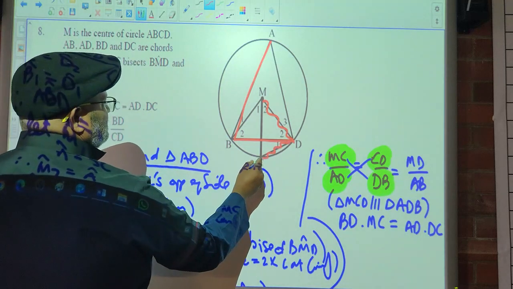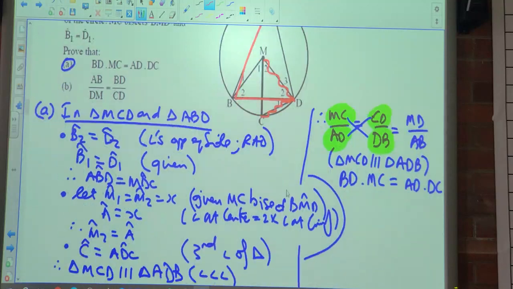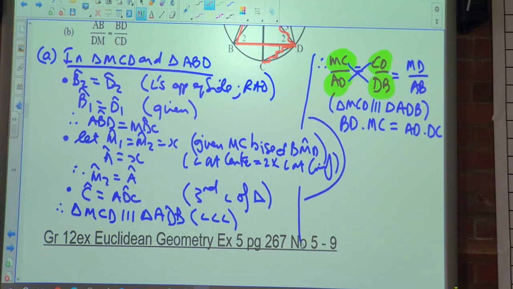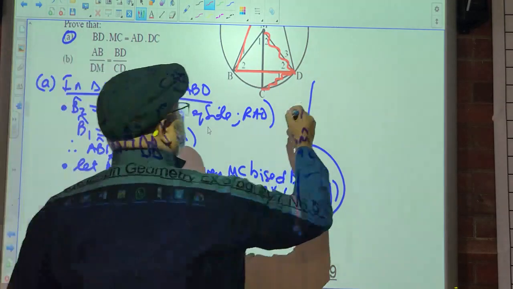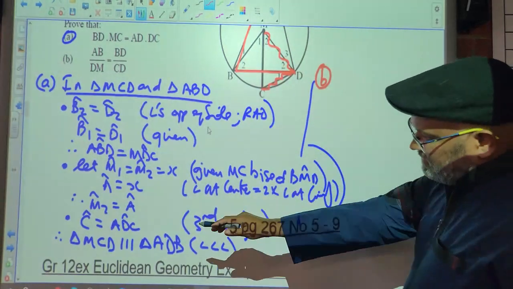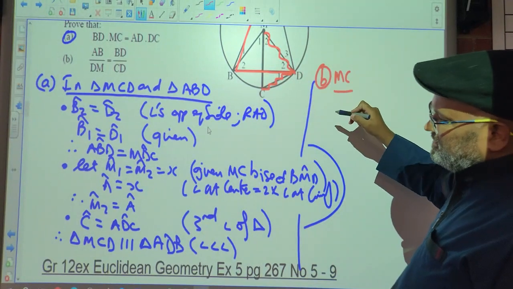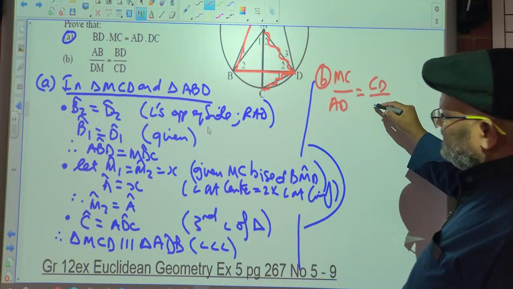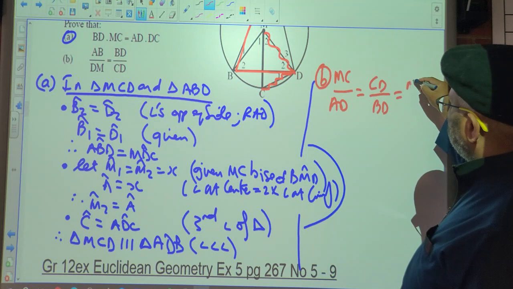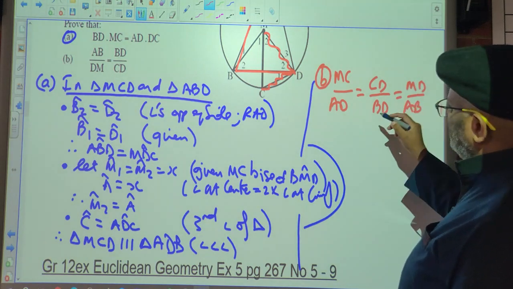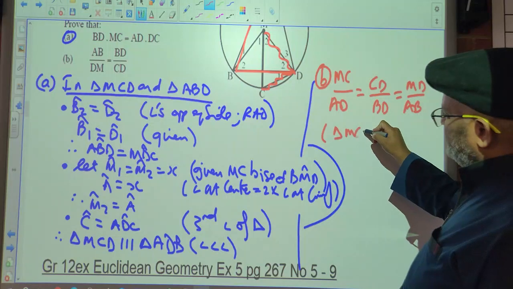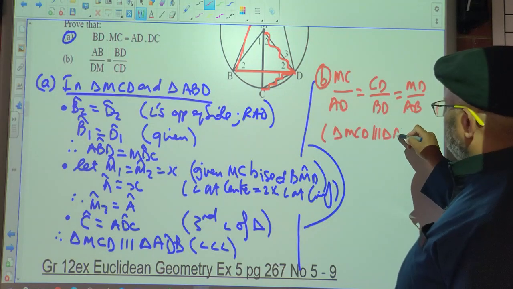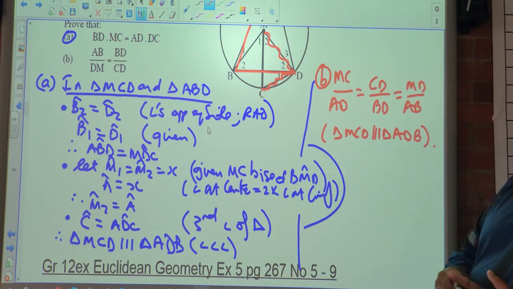Didn't we just work with this now? Yes. Okay. Exactly what we worked with. So, I'm going to take this off here. This is now for B, no? We know that. Same ratio. MC over AD is equal to CD over BD equals MD over AB. Why? Because triangle MCD is similar to triangle ADB.